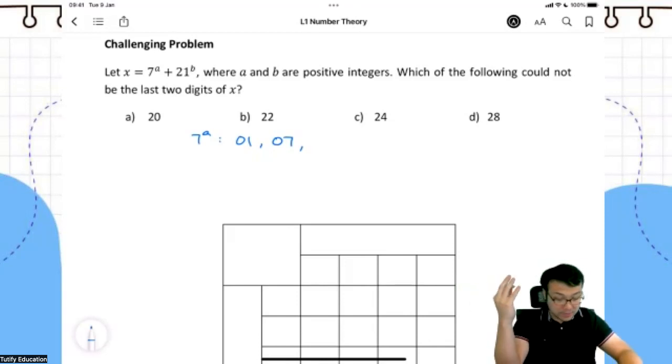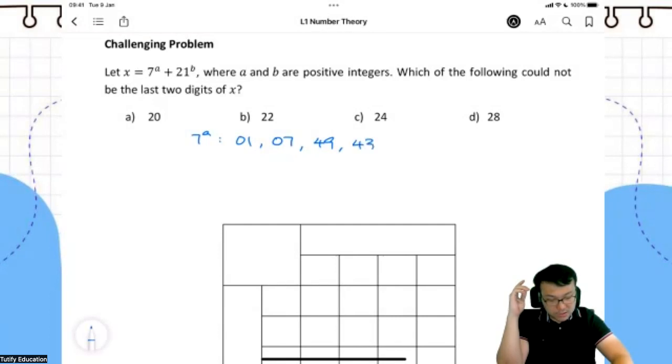Then if it is 7 to the power of 2, 7 times 7 is 49, so the last two digits should be 49. If it is 7 to the power of 3, then 49 times 7 is 343, so we can just write down the last two digits, 43. And it goes on. After this, you times 7 again, you repeat 0, 1, then you repeat 0, 7. So it goes on and on and on.